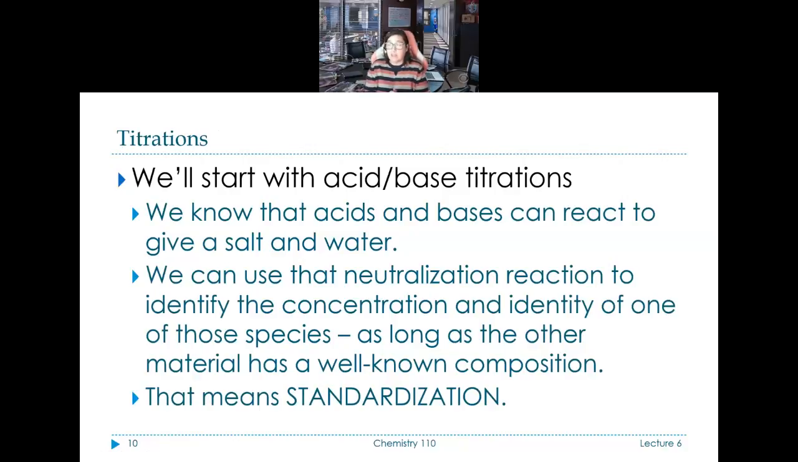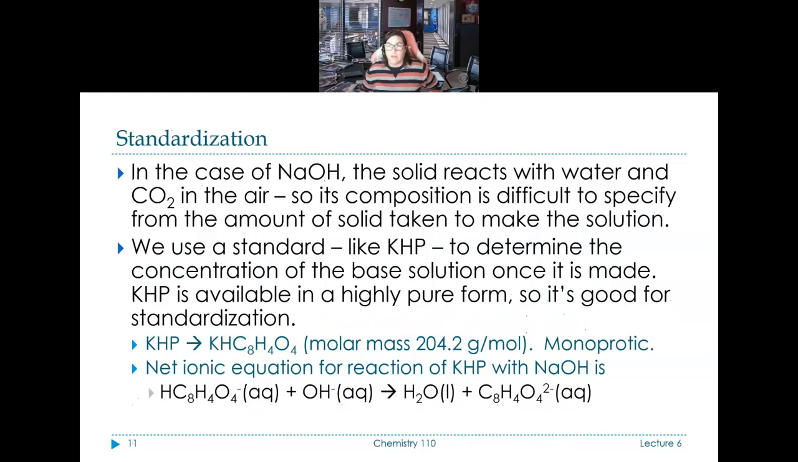We know that acids and bases can react to give us salt and water. We talked about that before. We can use that neutralization reaction to identify the concentration and identity of one of those two species, as long as the other material is of well-known composition. That means standardization. Well, let's see if we can make a little more sense of that.